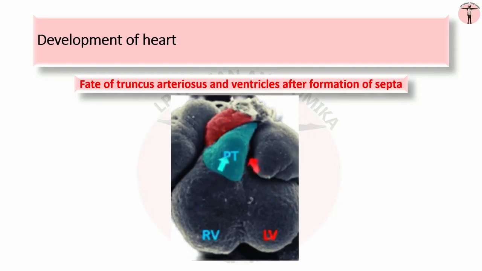This animation shows that after the formation of the aorta and pulmonary trunk, the blood flows from the right ventricle to the pulmonary trunk and from the left ventricle to the aorta.